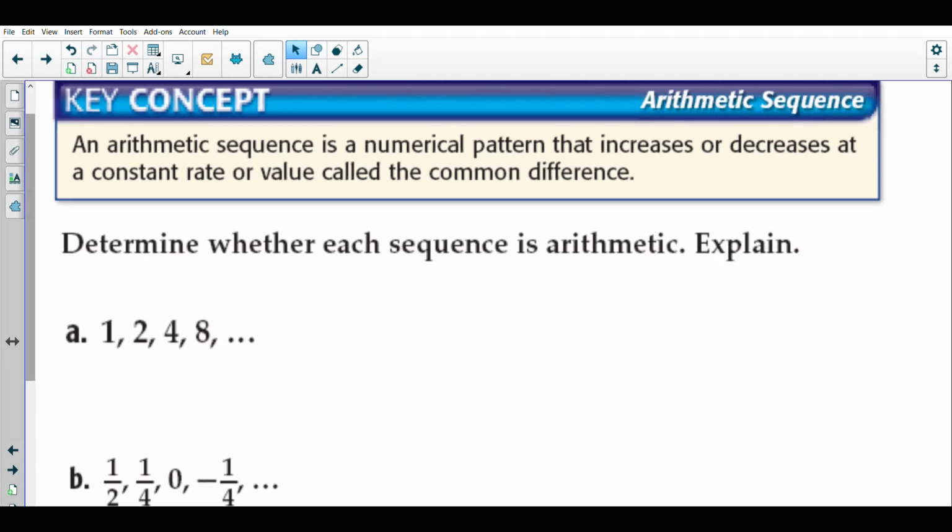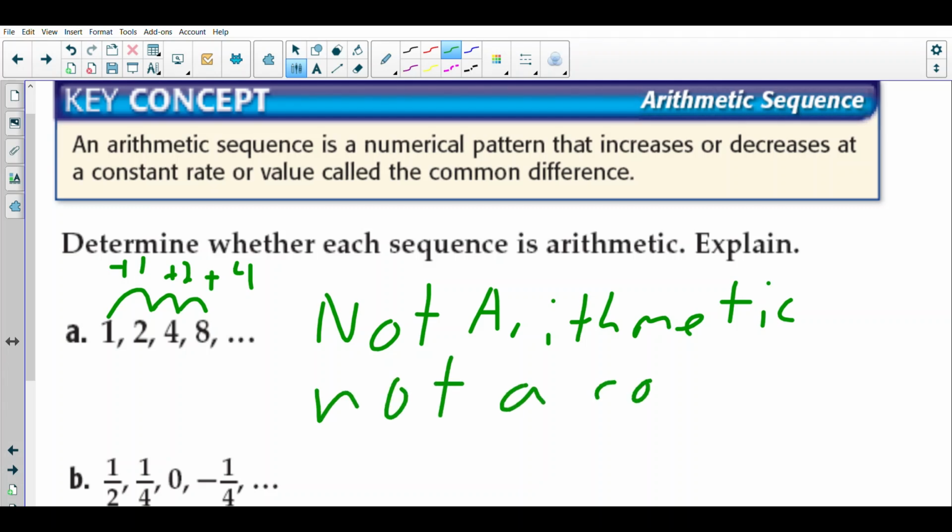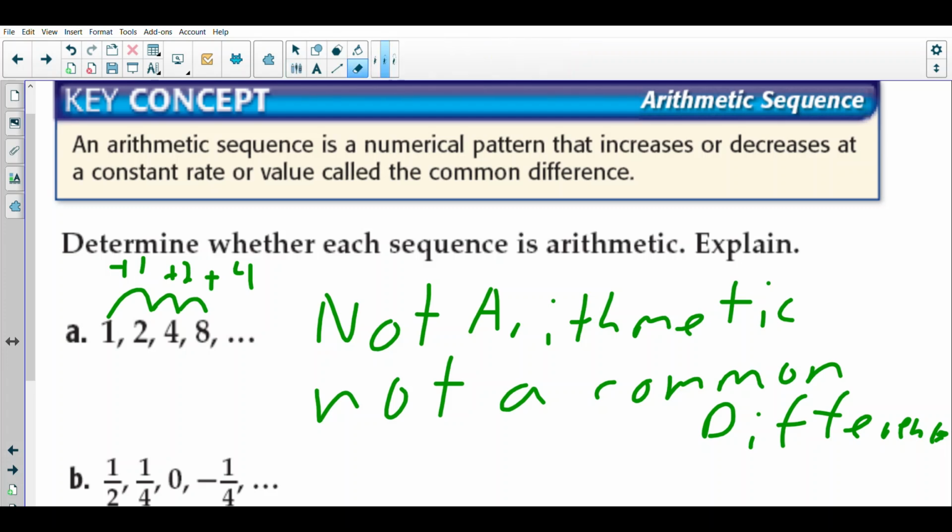Okay, and explain. So A, 1, 2, 4, 8. If we look at each one, this is plus 1. Then we have plus 2. Then we have plus 4. So this is not arithmetic, because there is not a common difference. All right, I ran out of room there.